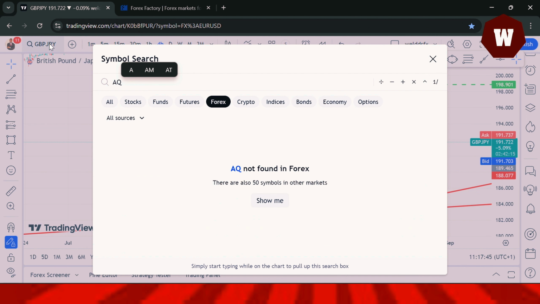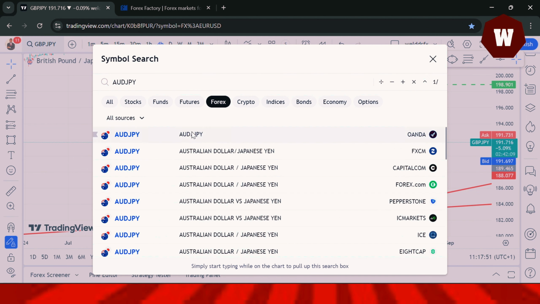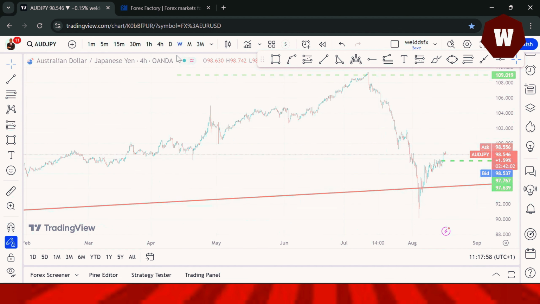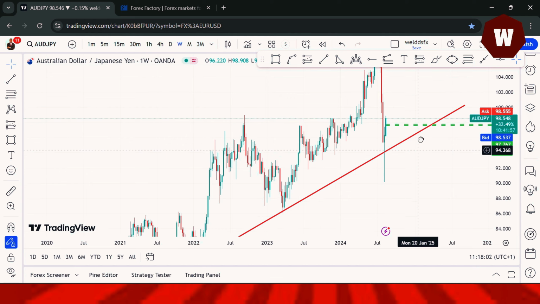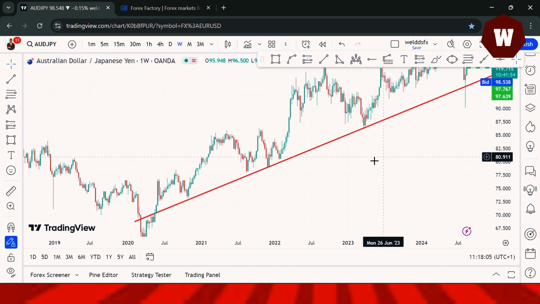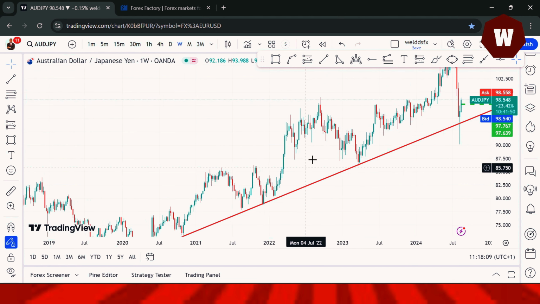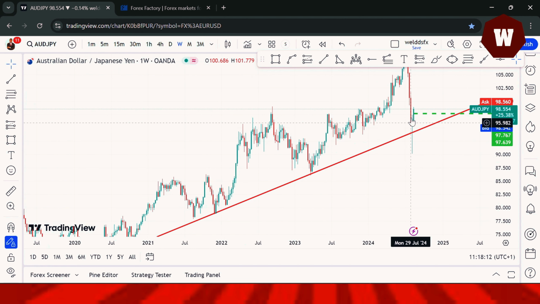For EURJPY, this is what I saw. Let's start the analysis from the weekly time frame. If you look at the weekly time frame, there is actually a clear uptrend. You see that the market has been trending up very smoothly. It came here and broke out, a fake breakout.